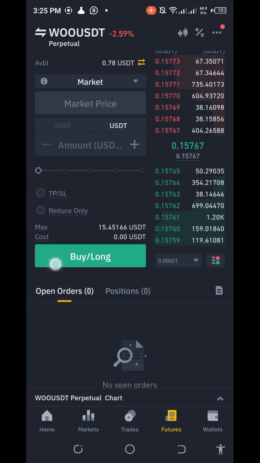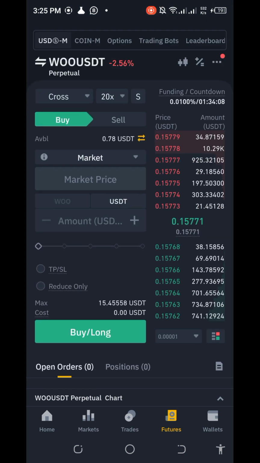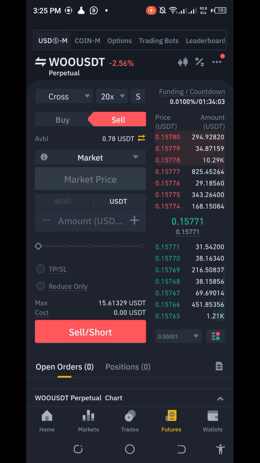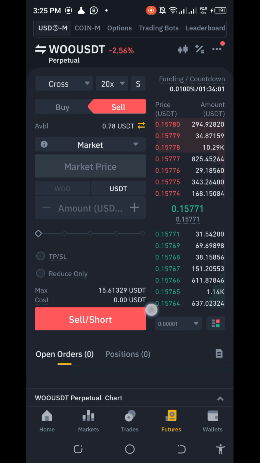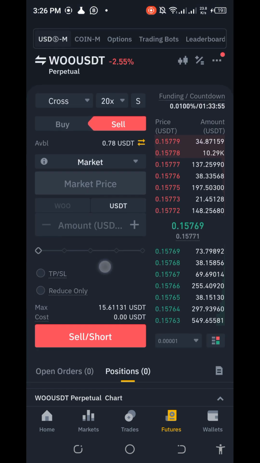What do long and buy stand for? I'm going to explain to you guys. Then when you enter this sell, what is this sell all about? I'm going to explain to you one after the other. Then what is this position all about? I'm going to explain that one after the other. So these are the things we are going to learn today.